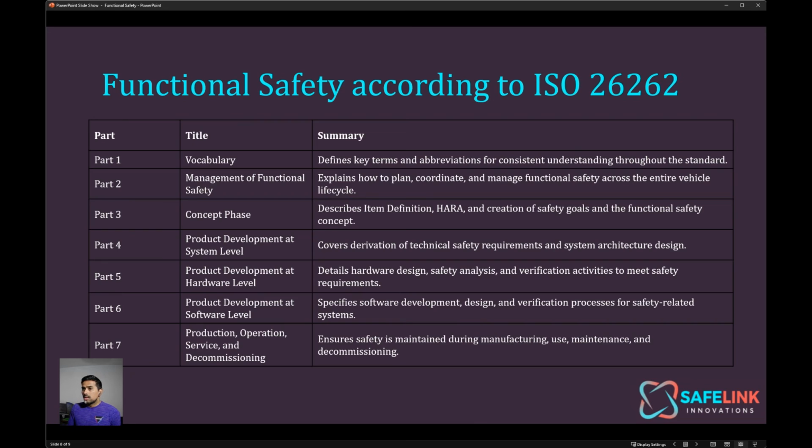Once hardware and software are developed and they're integrated together, we go into the production, operations, service and decommissioning phase, which is part 7. Part 7 talks about what should I do to take a product into production, what can go wrong during production, and how to mitigate it. Similarly, what can go wrong during operation, service, and decommissioning, and how do I mitigate?